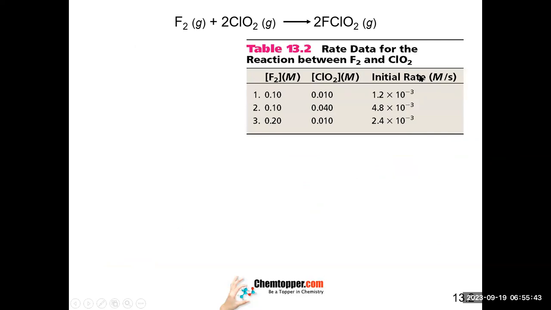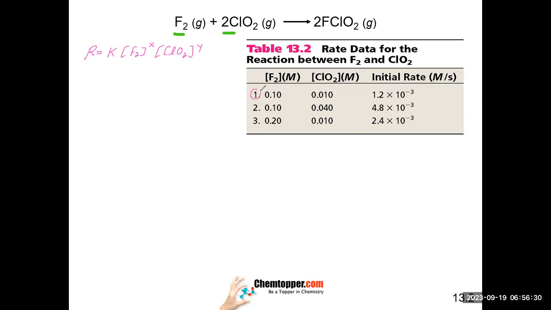Look at this equation. Can you give me the rate law for the above equation in terms of X and Y? So first you write down the rate law. Please ask your questions in case you are not clear. So I will say rate equals rate constant K, concentration of F2 raised to power X, concentration of ClO2 raised to power Y. That's the rate law. What's the aim? Aim is to know X and Y from this data table.